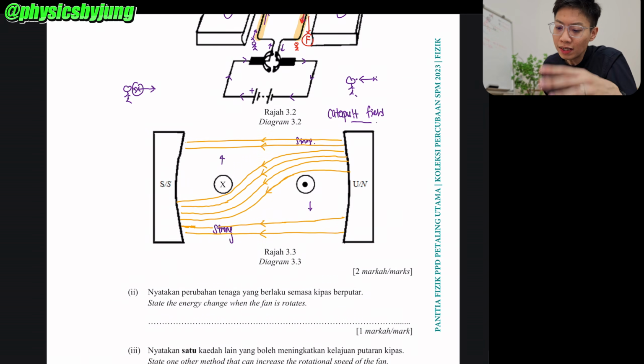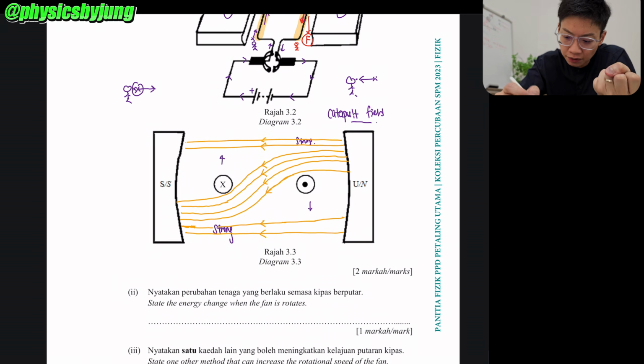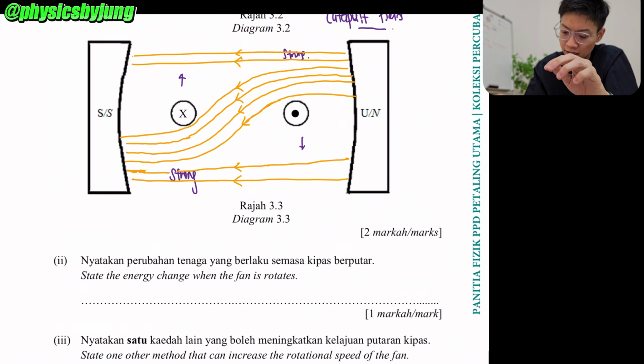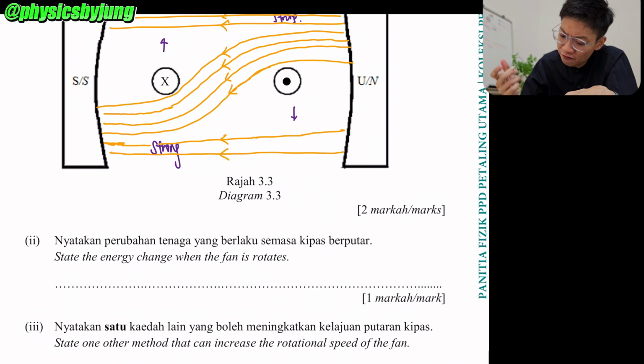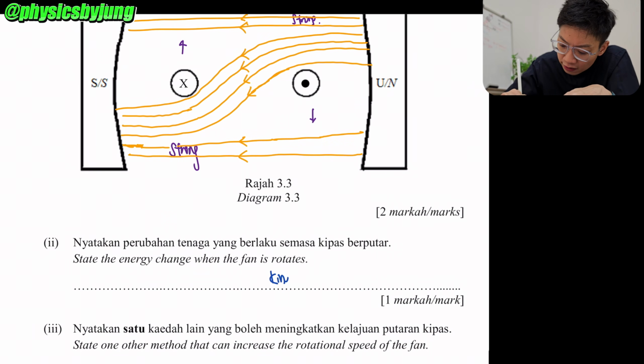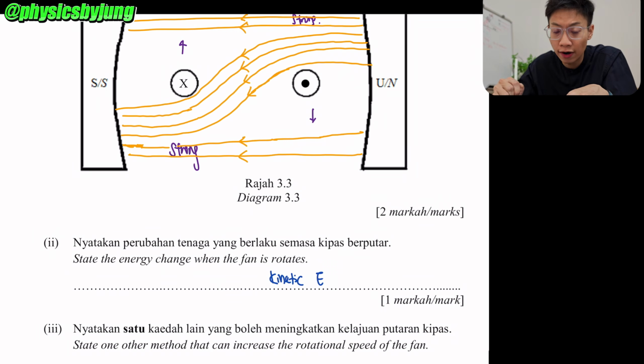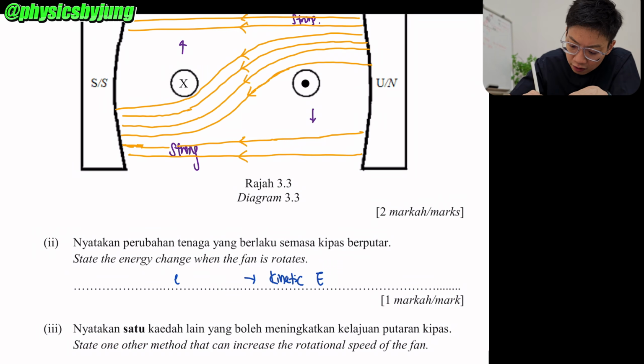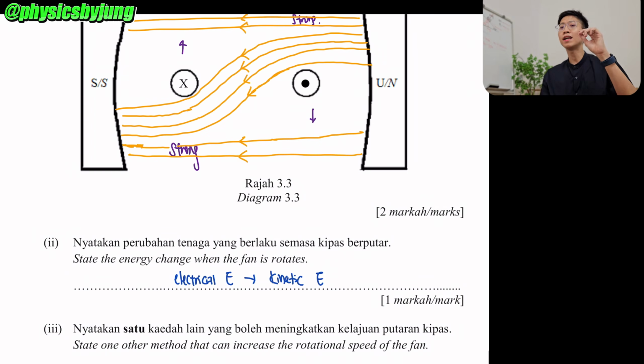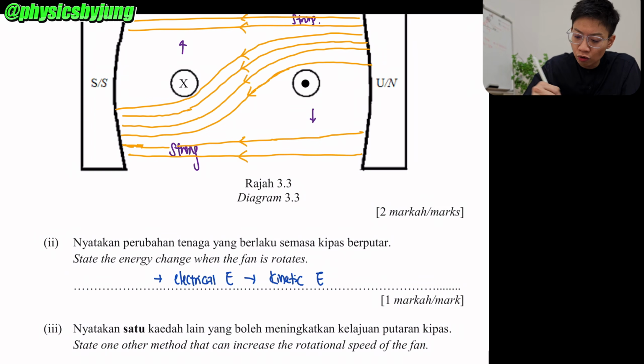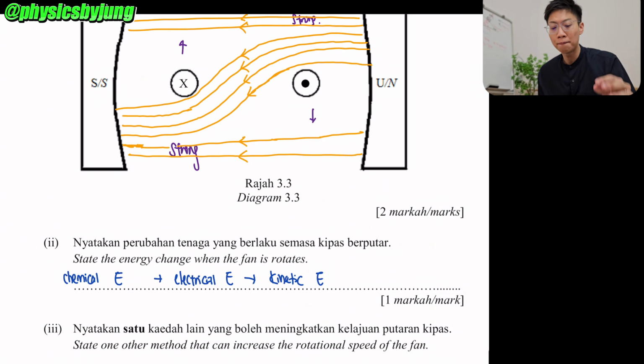Alright. Now, what is the change in the energy when the fan rotates? Okay, when the fan rotates, very simple. So in the end, definitely it will be kinetic energy, correct? So what becomes the kinetic energy? Obviously, it is your electrical energy, alright? Now, when I did this question myself, I actually also wrote one more thing, whereby I put chemical energy as well. Why? Because the electricity comes from your battery, right? So the battery produces the electricity, which produces the kinetic energy. So this is what I wrote.